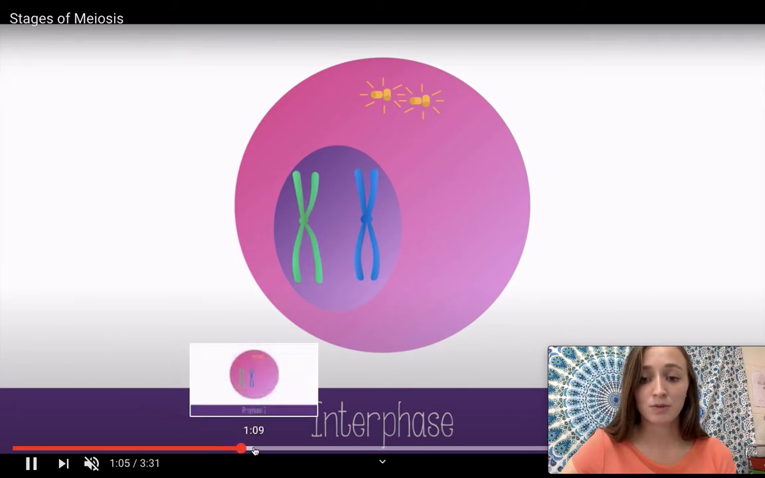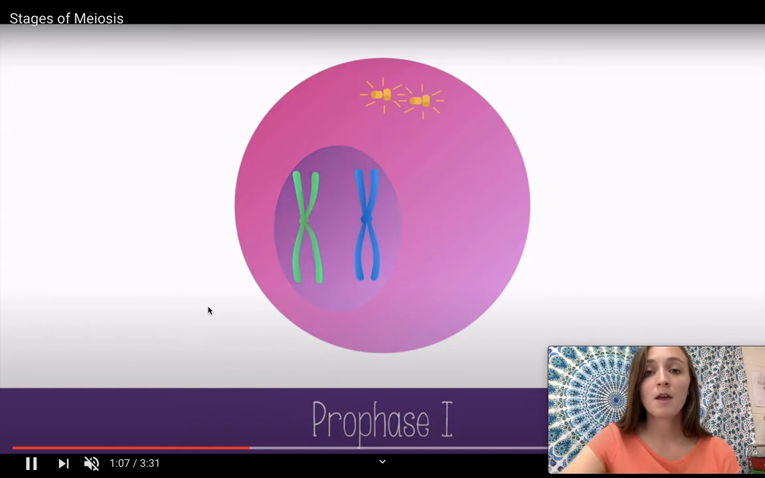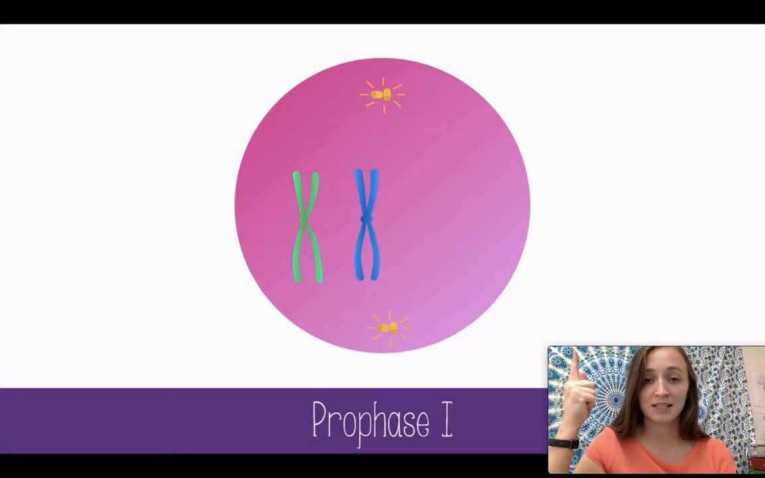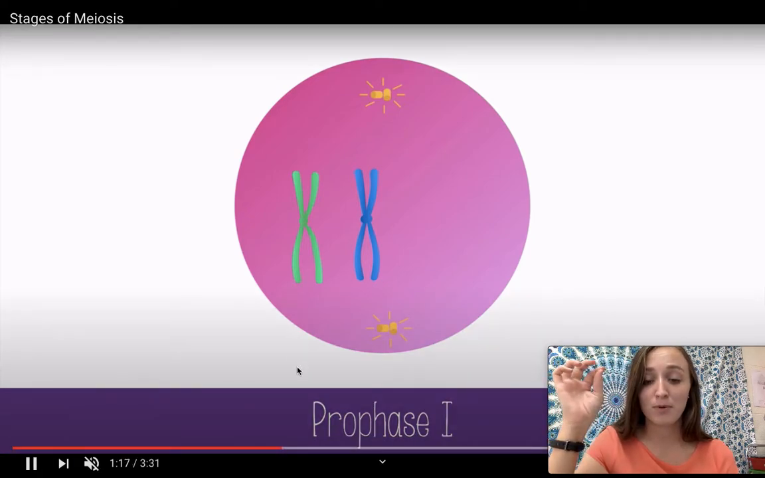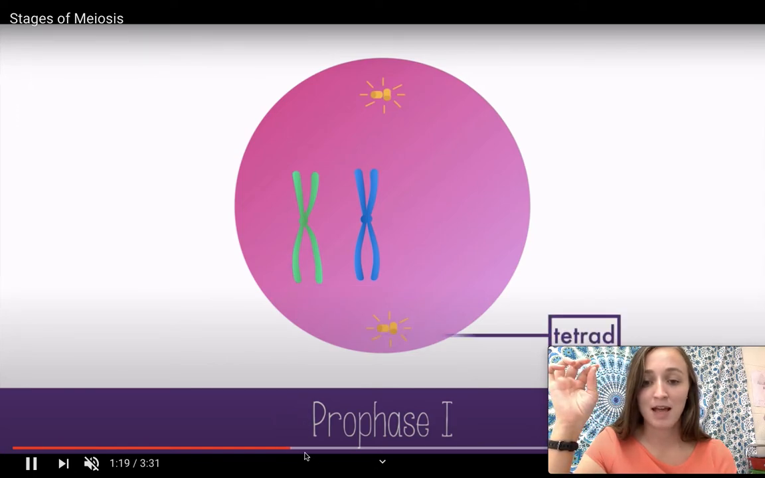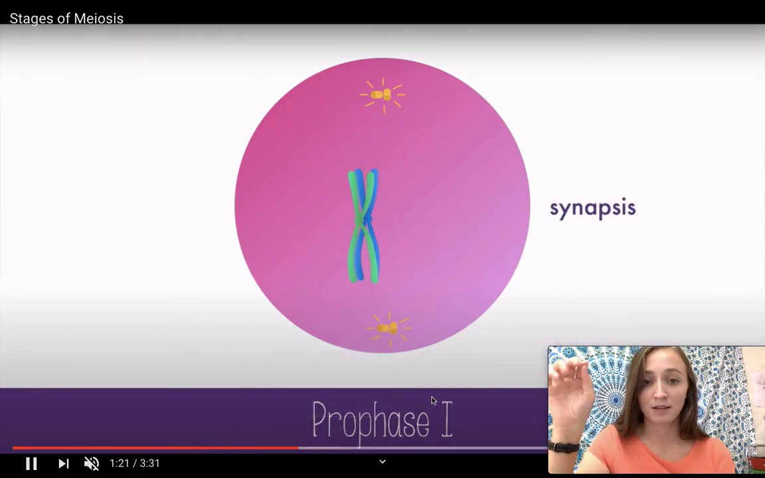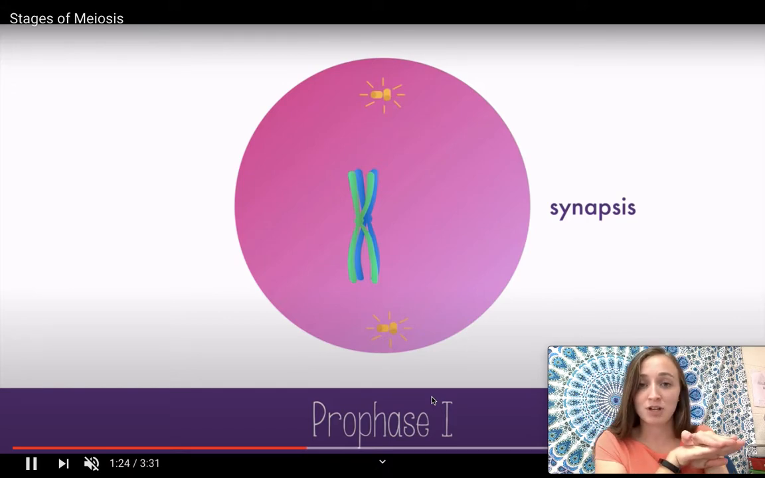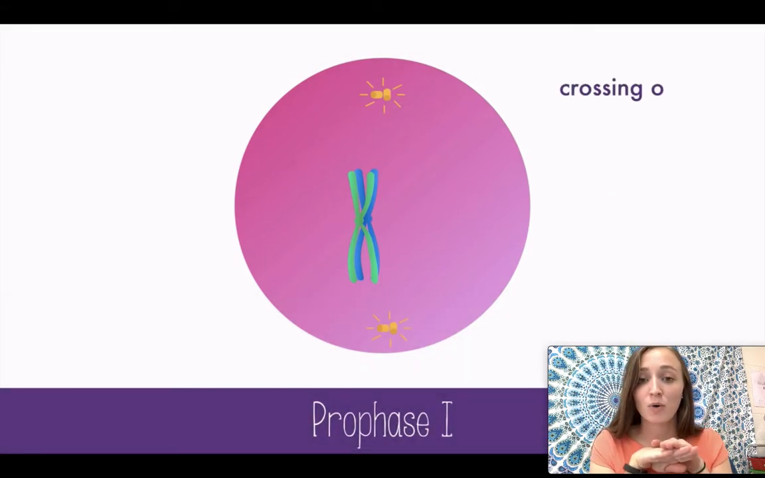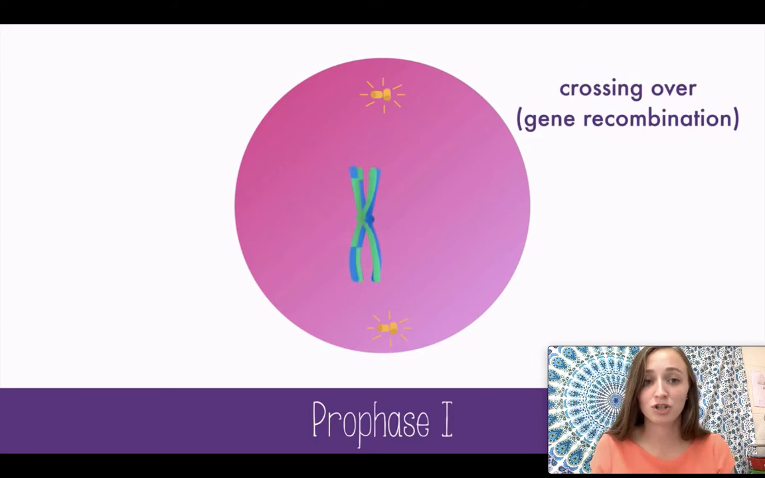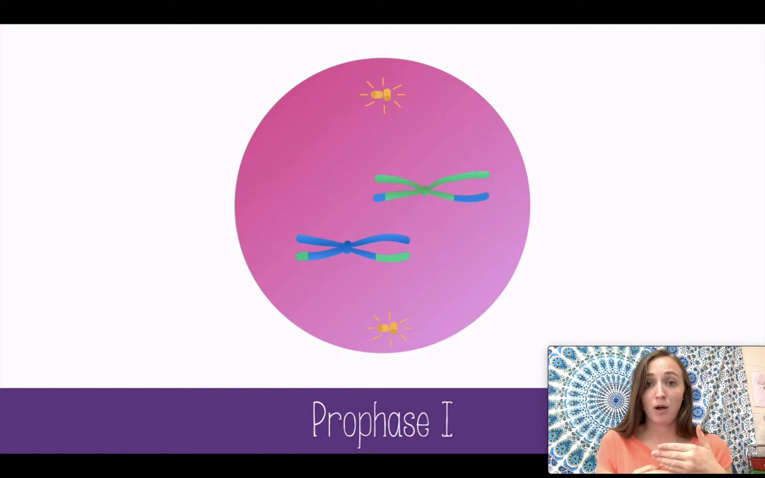Meiosis 1 is going to start, eventually, here we go, with prophase 1, because remember PMAT. During prophase 1 those chromosomes condense, that nucleus breaks down, and then the very, very important step of meiosis is going to happen: that crossing over. They literally are going to go on top of each other, those homologous chromosomes, and they are going to swap some of their genes. You may see that called genetic recombination. It's a new combination of genes.